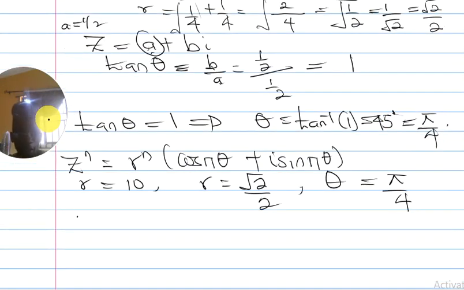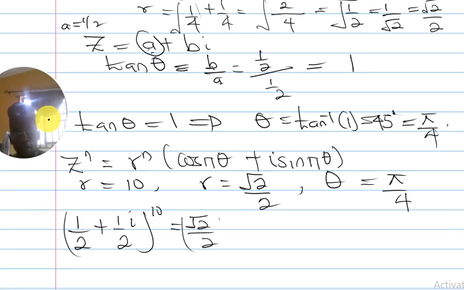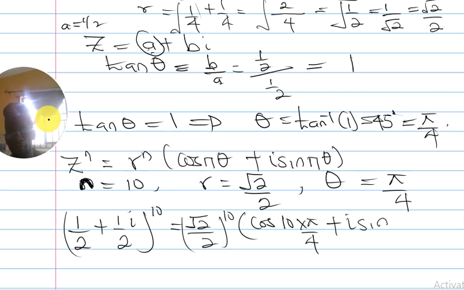Now, (1/2 + 1/2 i) raised to the power 10 is equal to (root 2 over 2) raised to the power 10 into cos of 10 times pi over 4, plus i into sine of 10 times pi over 4. Okay, my n is 10.